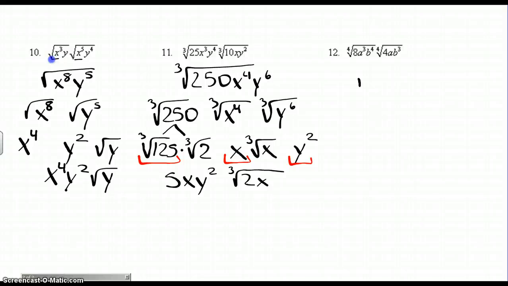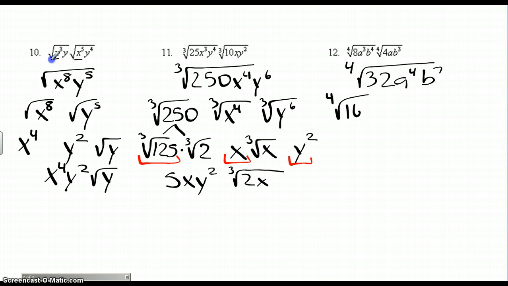So I'm going to multiply those together. I get the fourth root of 32, a to the fourth, b to the seventh by adding the exponents. Now I need to find a perfect fourth root that fits into 32. That's actually going to be 16. So I'm going to break this off into my easier parts first. 16 times the fourth root of a to the fourth times the fourth root of b to the seventh.